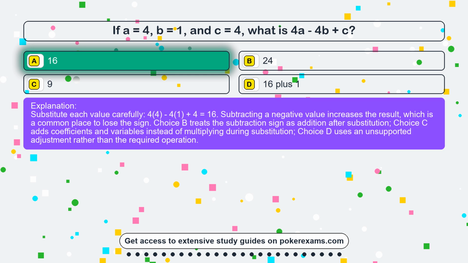Substitute each value carefully. 4 times 4, minus 4 times 1, plus 4 equals 16. Subtracting a negative value increases the result, which is a common place to lose the sign. Choice B treats the subtraction sign as addition after substitution. Choice C adds coefficients and variables instead of multiplying during substitution. Choice D uses an unsupported adjustment rather than the required operation.